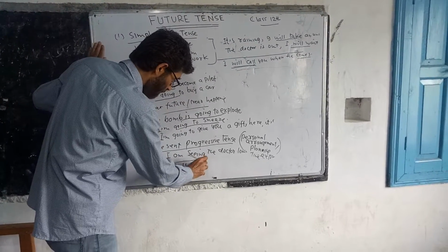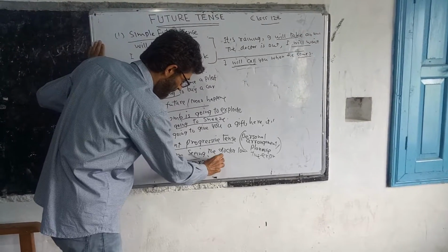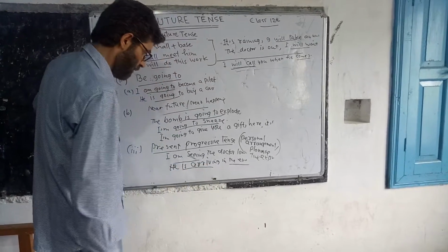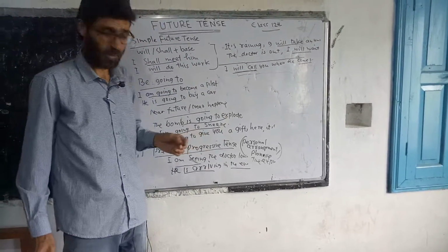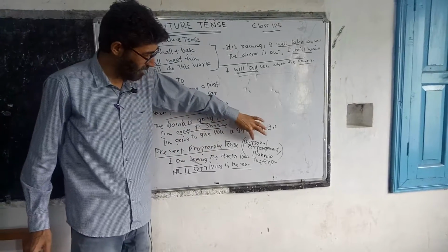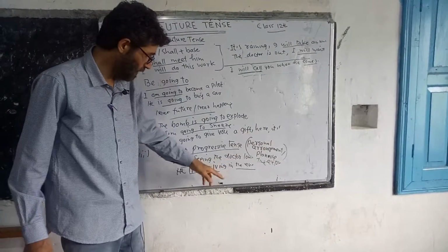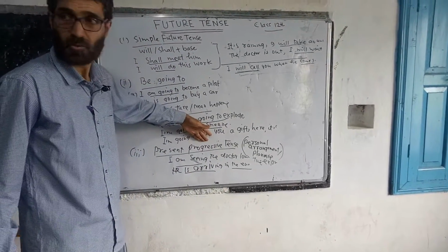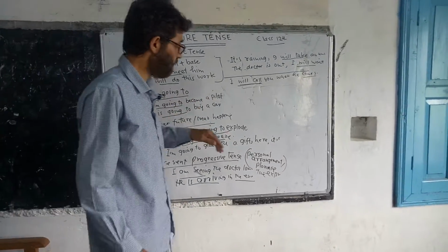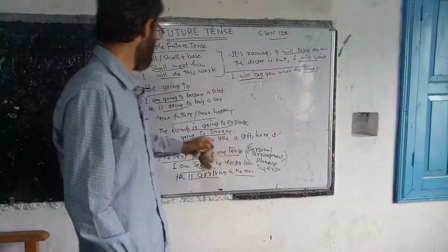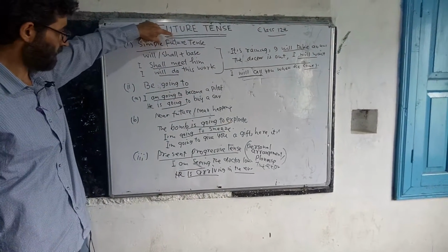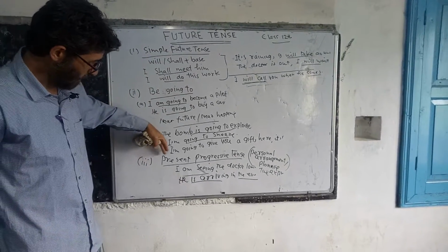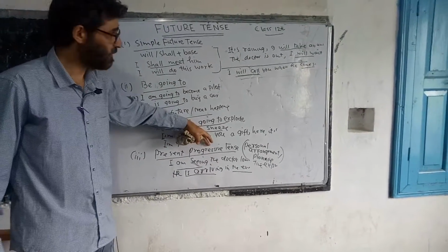He is arriving tomorrow, or he's arriving in the evening. So evening is the time expression. He is arriving is present progressive tense, or present continuous tense. It shows future, but this is our personal arrangement, personal planning, and there is also a time expression. So we use present progressive tense to show future. First we learn simple future tense, how we express it, and then we learn how present progressive tense is used to express future.